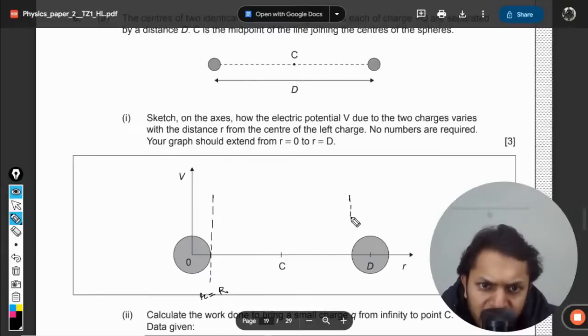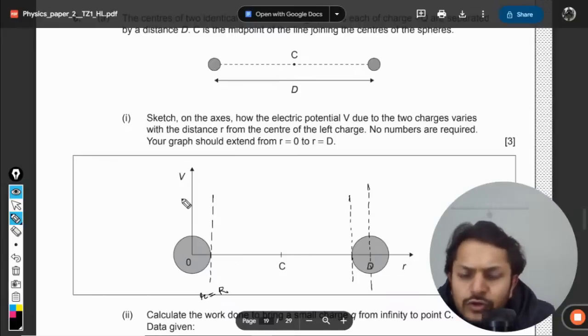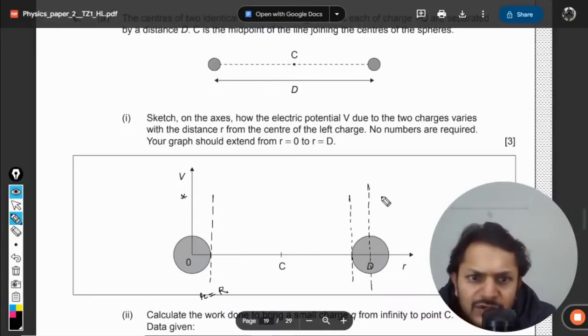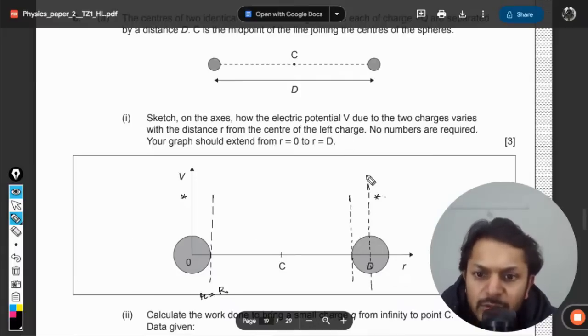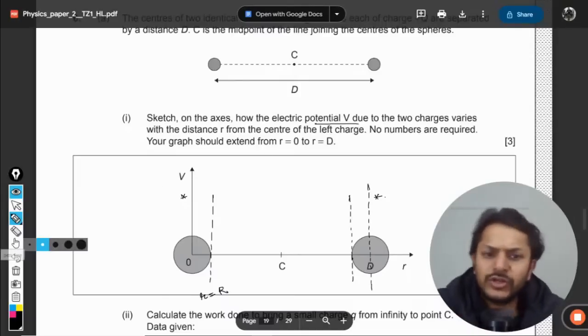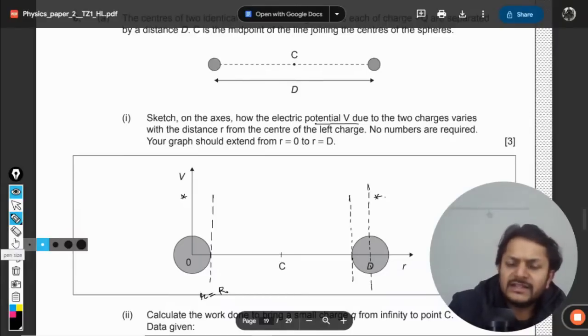And we have to be careful for this region also. And this is x is equal to D. This is x is equal to D. So we want to make a graph from x is equal to 0 to x is equal to D, and the graph will be about the potential.